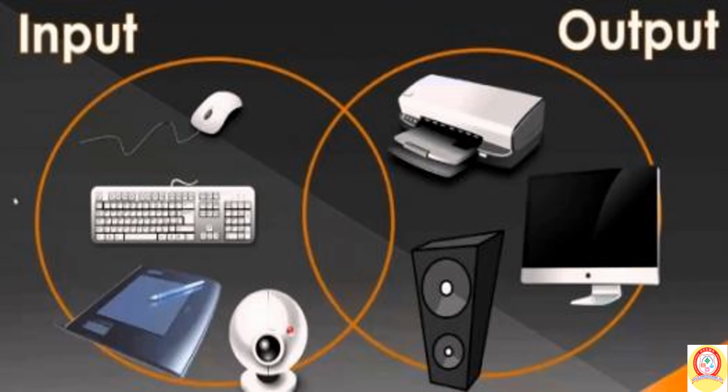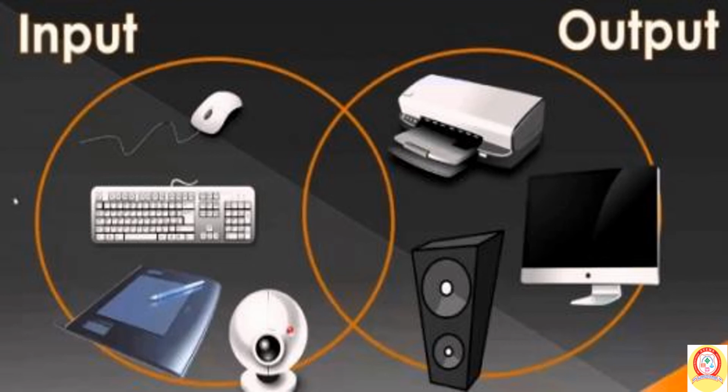connected to your computer. Children, devices like the keyboard and the mouse, which help you to enter data into the computer, are called input devices. Devices like the monitor and the printer through which you see the output are called output devices. Input and output devices are together called computer peripherals. Children, when we take input devices and output devices together, we call them computer peripherals.